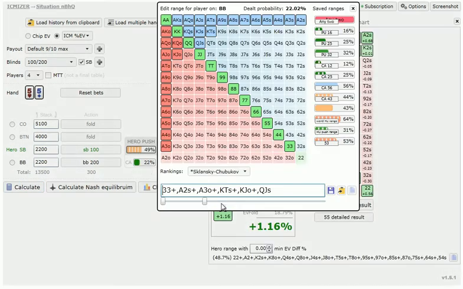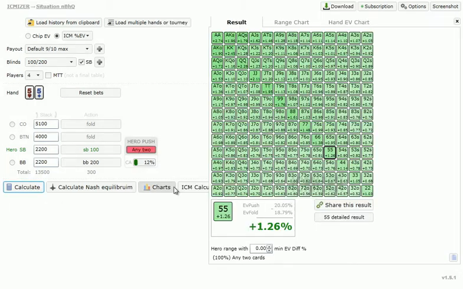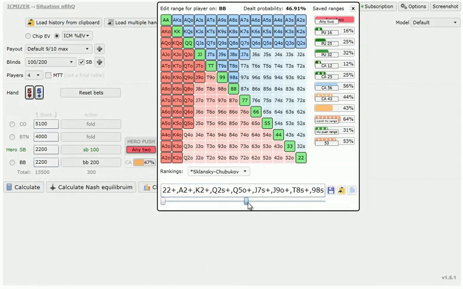We go to his range, edit big blind call range, make it a little bit tighter, hit calculate, still positive. So maybe it seems that if he's going to be tighter, it's going to be more and more positive. But we are not sure. Maybe there is a spot where it's still negative.